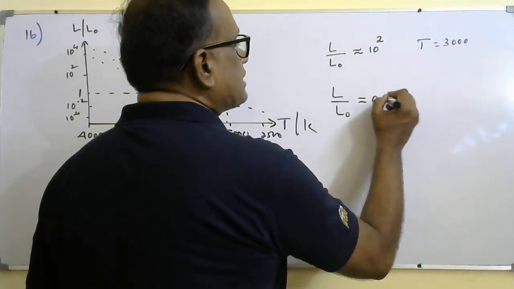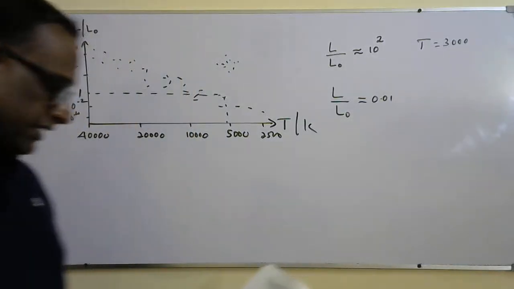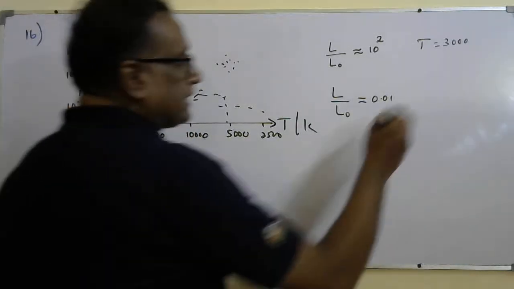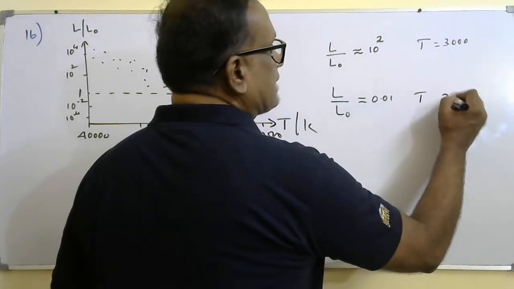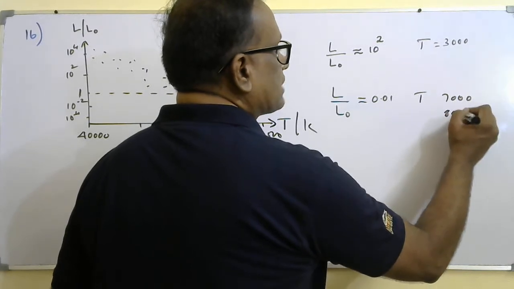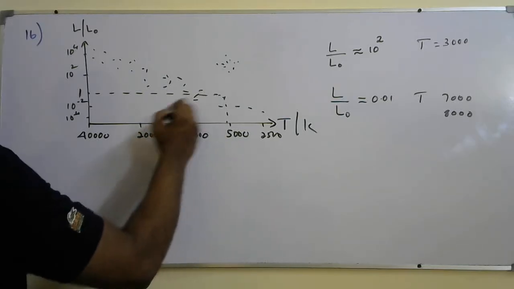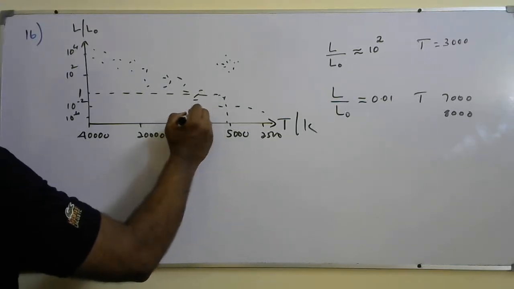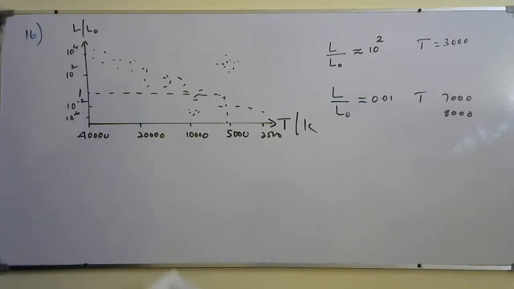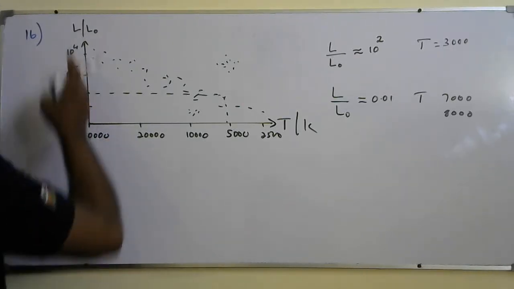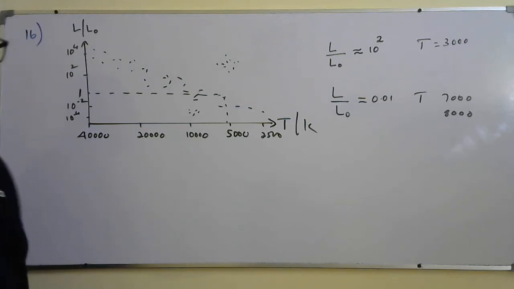Same way, the relative luminosity L over L naught is something like 10 to the power minus 2, 0.01. In that order, if they give, and the temperature is more than 5000, something like 7000 or 8000, if it is given, that will be white dwarf. Somewhere here, it's going to be white dwarf. Otherwise, if the temperature is higher and the relative luminosity is also higher, it means it's a main sequence massive star.